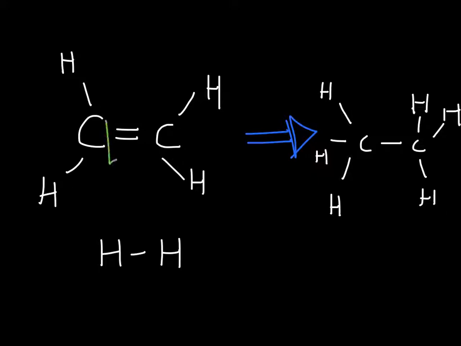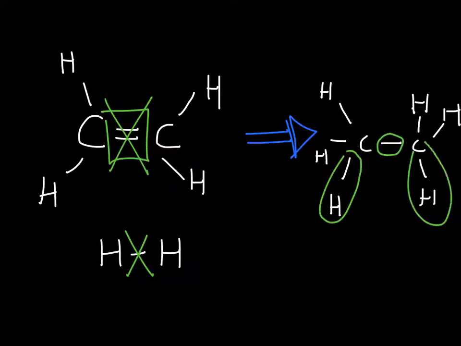If we look on the left-hand side, on our reactants, we're losing a double bond and getting a single bond. And then we are also breaking this H-H bond and making two C-H bonds. When you're breaking bonds, it takes energy to break them. It's going to release energy when you create them.